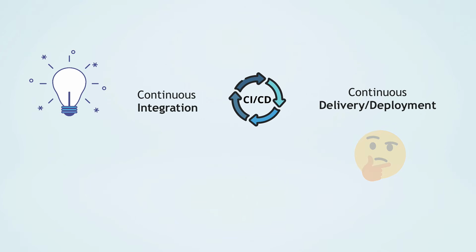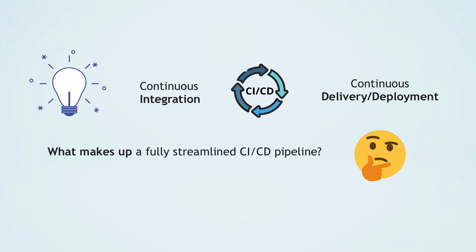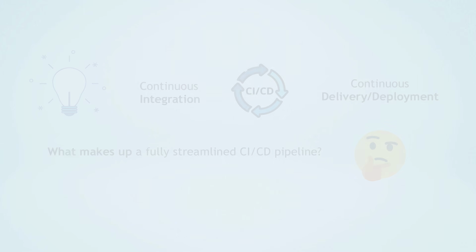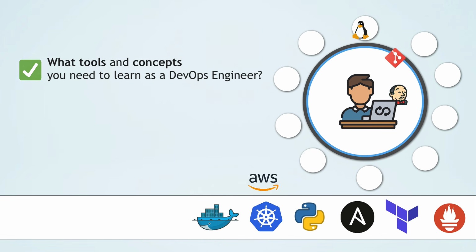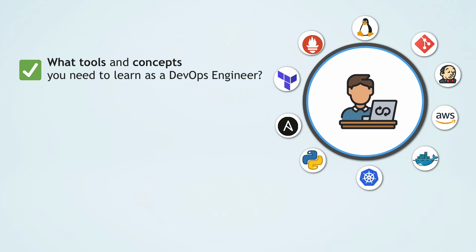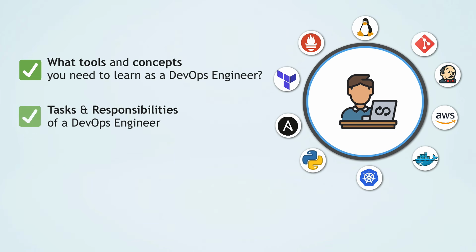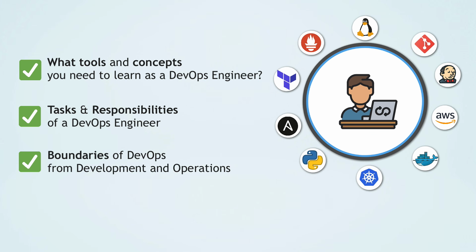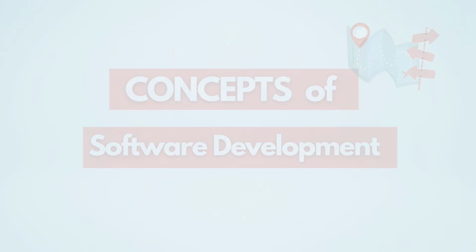So let's see exactly what makes up a fully streamlined CI/CD pipeline, and generally, what are the tools and concepts you need to learn as a DevOps engineer, what tasks and responsibilities it has, as well as where is the line and boundaries of DevOps from development and from operations.